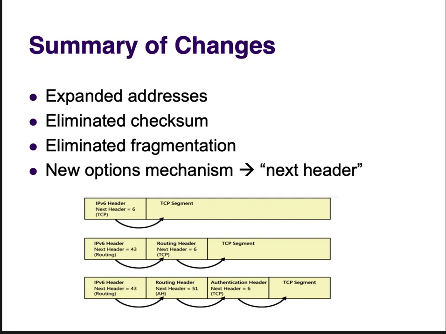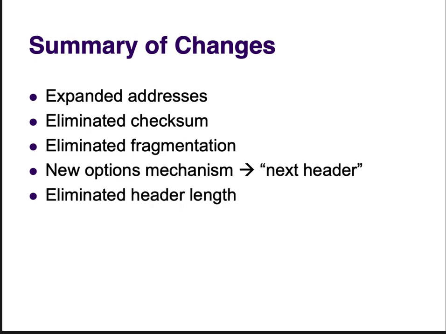Any other questions? Okay. So that was the options field. The other change it makes is in IPv6, there is no header length field. This kind of follows. Why is that? Right. The only reason we needed it in IPv4 was because of this options thing that could be variable length. We got rid of options from the IPv6 header, so we don't need a header length anymore.